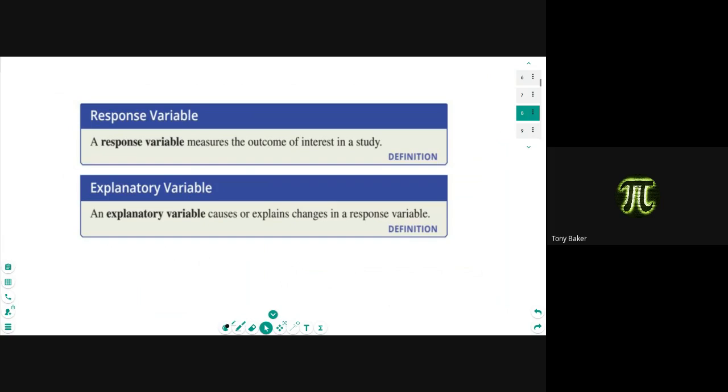When we're collecting anything, we have two types of variables: a response variable and an explanatory variable. The response variable measures the outcome of the study. The explanatory variable explains the changes in the response variable.